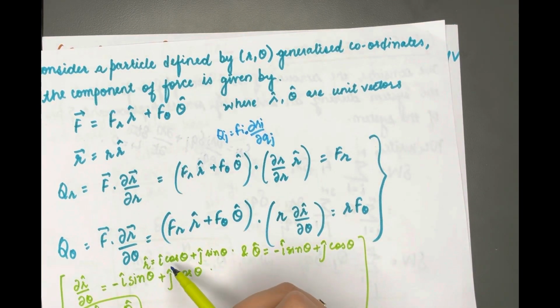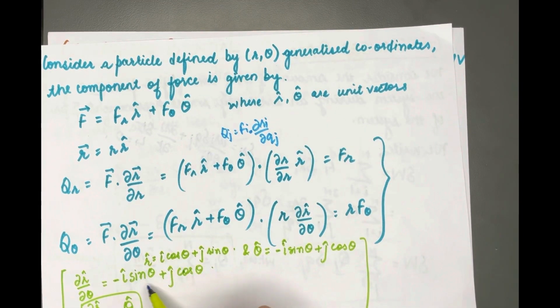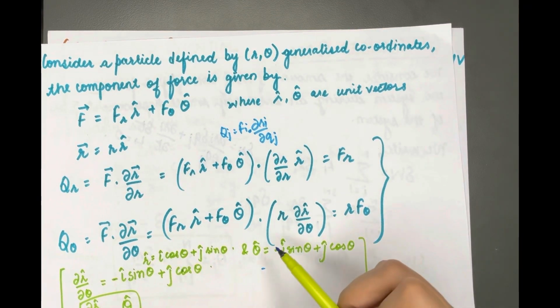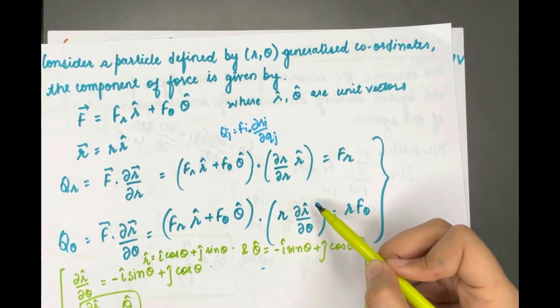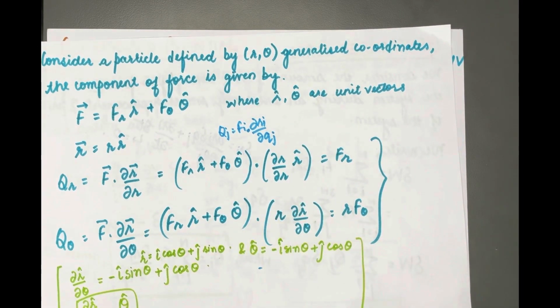When we differentiate r cap with respect to θ, we differentiate i cos θ plus j sin θ, and we get minus i sin θ plus j cos θ. And what is this? Isn't it θ cap? So ∂r cap/∂θ is actually θ cap. So what we get is Qθ is equal to r Fθ.